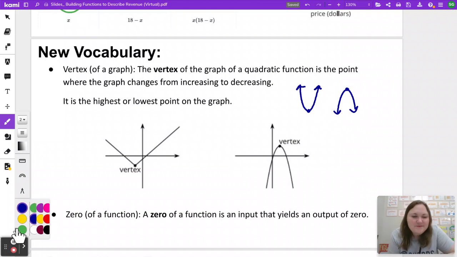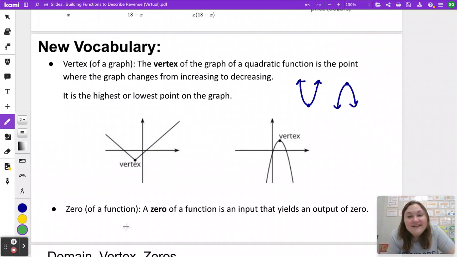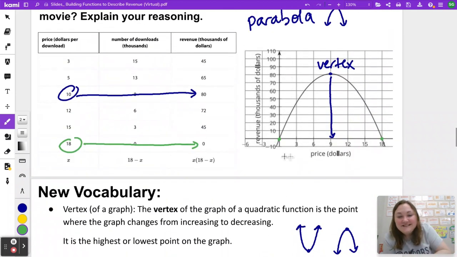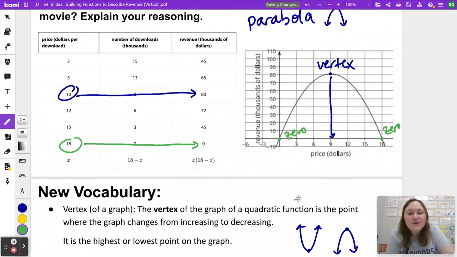The other point that's really important for us to understand as we're looking at quadratic graphs are called the zeros of a function. It's not very cleverly named. It's very easily named. The zero of a function is just where the output is 0. And so up here, our zeros were these 2 points. These are called the zeros because it's the 2 prices where the revenue would be 0.